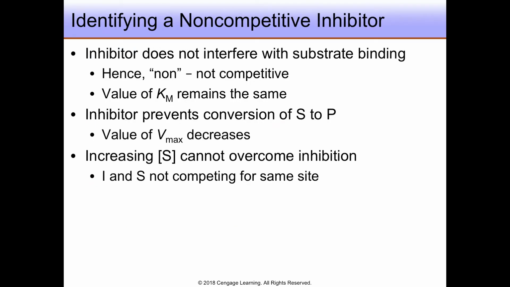A true non-competitive inhibitor has no effect on substrate binding, which means that it does not alter the value of Km. However, it does prevent formation of product while bound, even if substrate is present. The enzyme can still make product once the inhibitor is released, but not at the same rate as in its absence. This means that Vmax will decrease. Hopefully you can see the appropriateness of the term non-competitive.